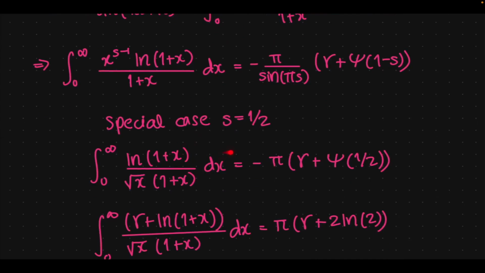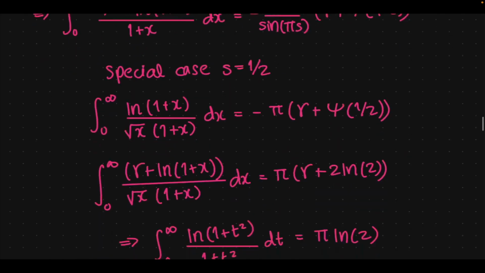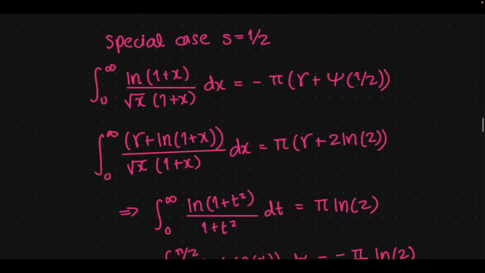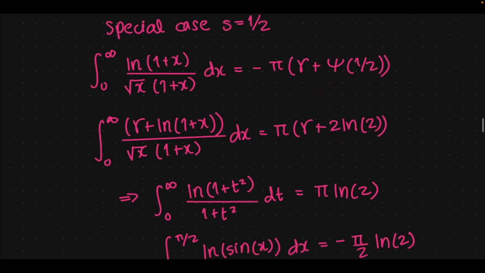The special case occurs when s equals 1/2. Then we have the integral 0 to infinity natural log of 1 plus x over square root x times 1 plus x dx equals minus pi times Euler-Mascheroni plus digamma of 1 by 2. So it's a very nice looking result. It has the Euler-Mascheroni and the digamma function.